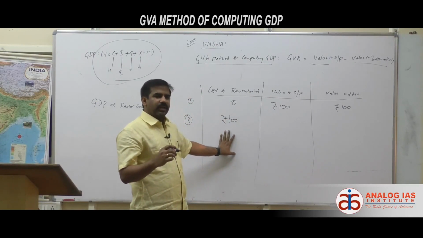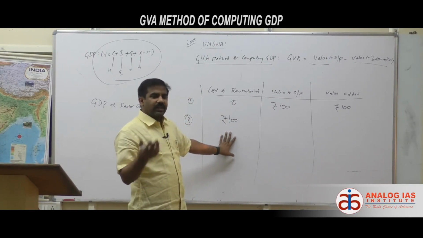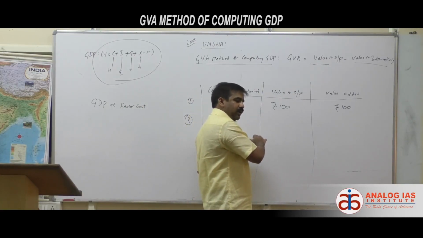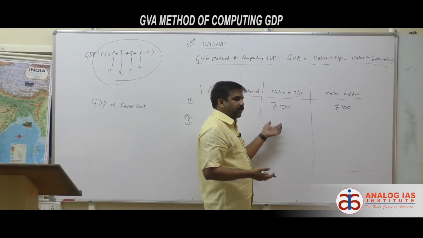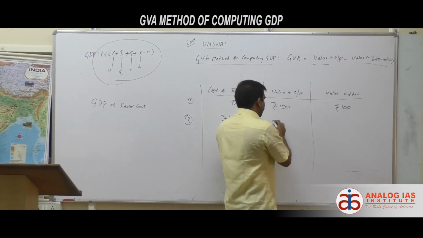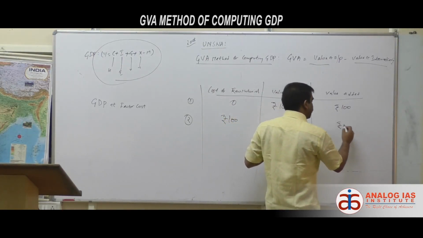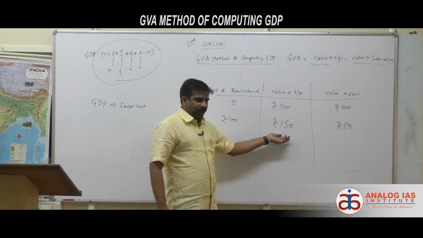And he spent a certain amount of money to process this barley into beer. Let's say it cost him 50 rupees to convert barley into beer. So now what is the value of output? The raw material plus value added, it is 150 rupees. And how much is the value added? Rupees 50. Now the final output is a beer worth 150.